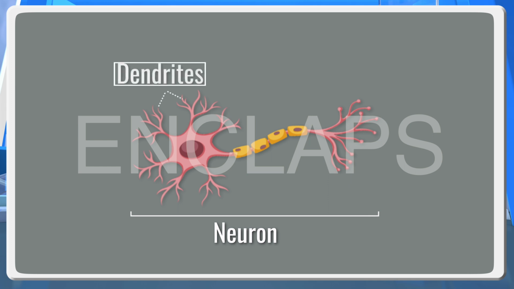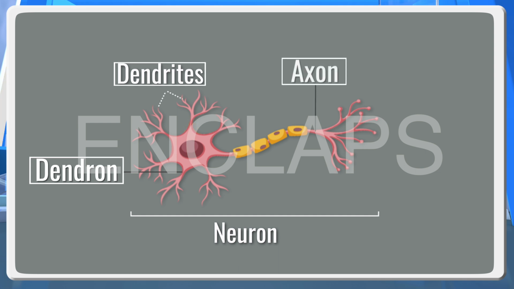Dendrite, branches of the dendron, parts that receive impulses from adjacent neuron. Dendron, short filament from the cell body, carries impulses from the dendrite to the cell body. Axon, longest filament from the cell body, carries impulses from the cell body to the outside.